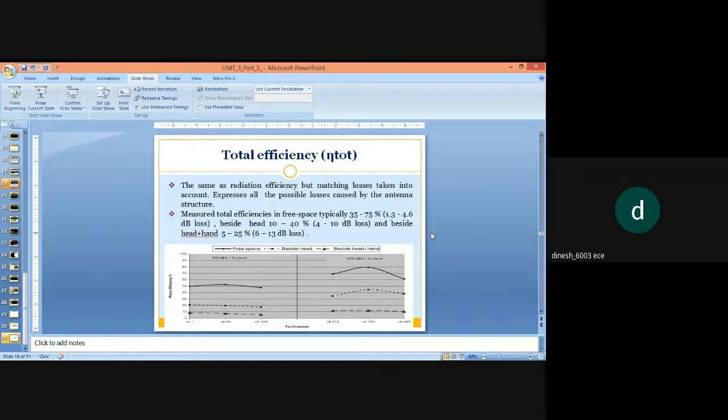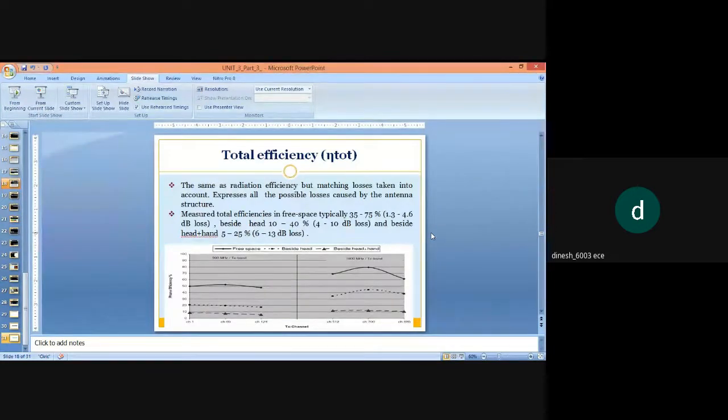So next is the total efficiency. The total efficiency is defined the same as radiation efficiency, but matching losses are taken into account. So expressing all the possible losses caused by the antenna structure is called total efficiency. So the measured total efficiencies in free space are typically from 35% to 75%. It is about 1.3 to 4.6 decibel loss. So beside the head, it is 10 to 40%, which is 4 to 10 decibel loss, and beside the head and the hand is 5 to 25%, which is 6 to 13 decibel loss.